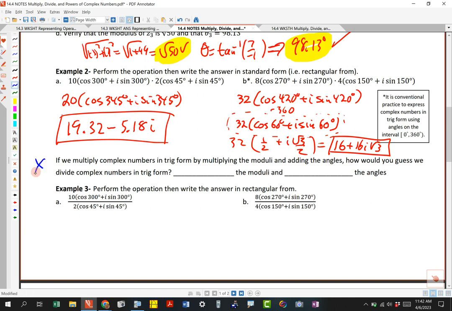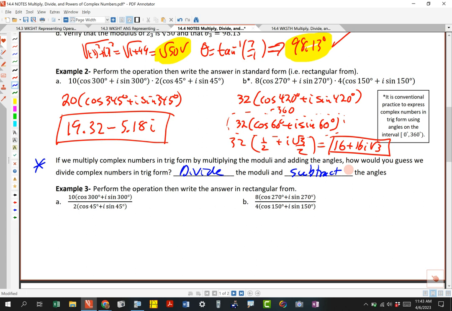Okay, so take a look at this next box right here. Do not say anything out loud. Would you just read it to yourself? Dividing the... So when you're multiplying them, you multiply the moduli and you add the angles. Does anybody want to take a guess at what we do when we divide complex numbers? Caleb. Divide the moduli and subtract them. Very good. Divide the moduli and subtract the angles.